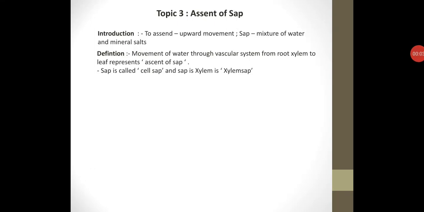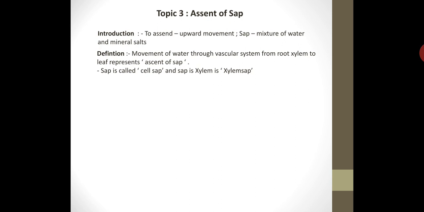Good morning, friends. Today we are going to start with the third topic from fluid physiology, that is ascent of sap. In the last topic, we have studied the absorption of water mechanism. So, water absorption and ascent of sap, both these phenomena are related with water.